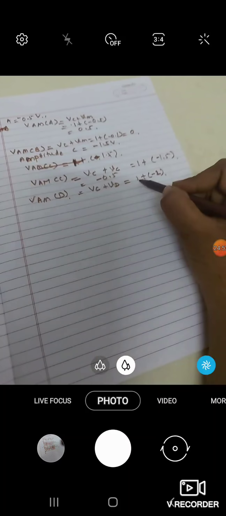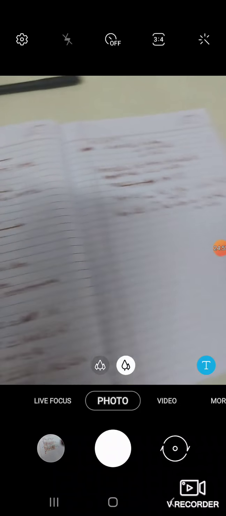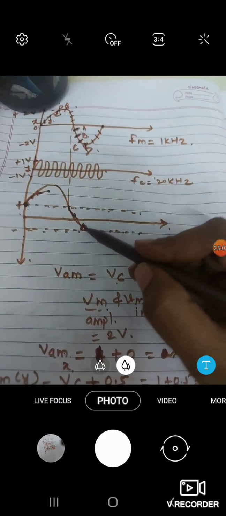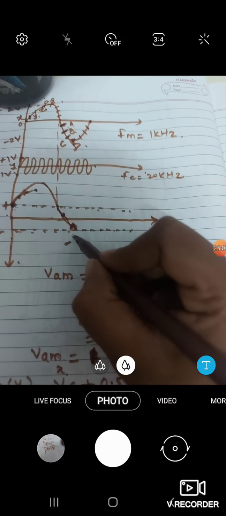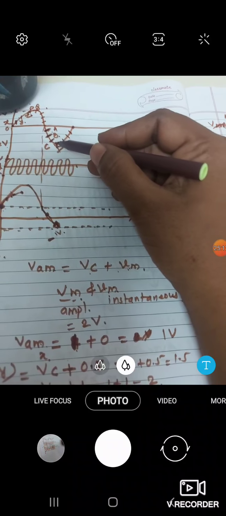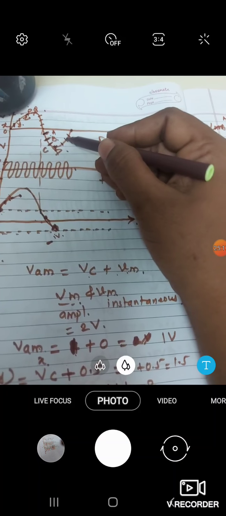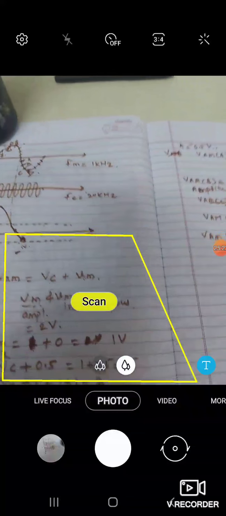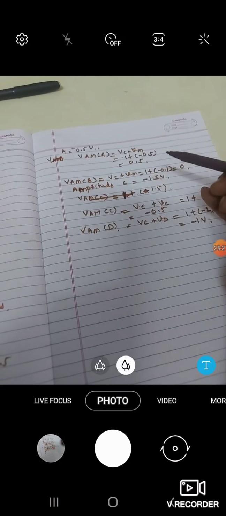So it will be given as 1 plus minus 2. So for this, the signal is again going into the negative half cycle, which has the value minus 1 volt. Here it is -1.5, here it is -0.5. So whatever these values are, they will go on in reverse.